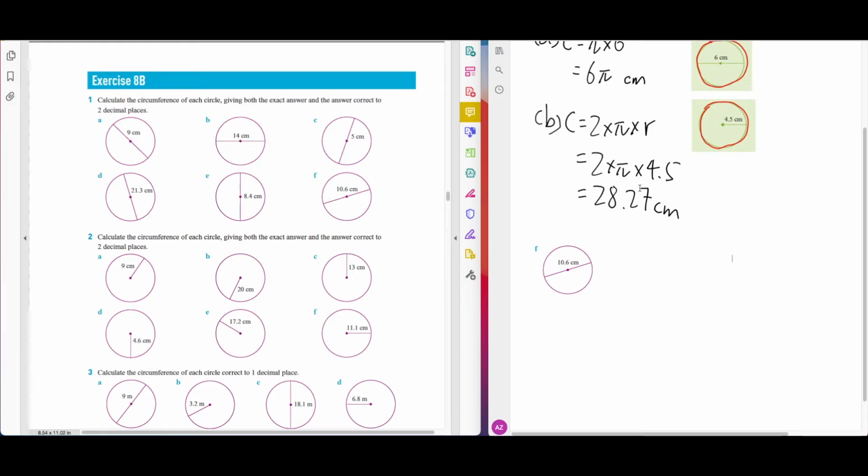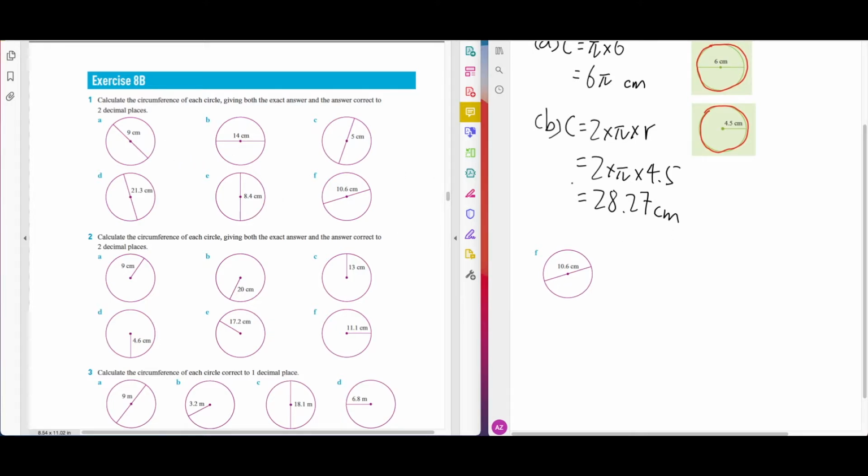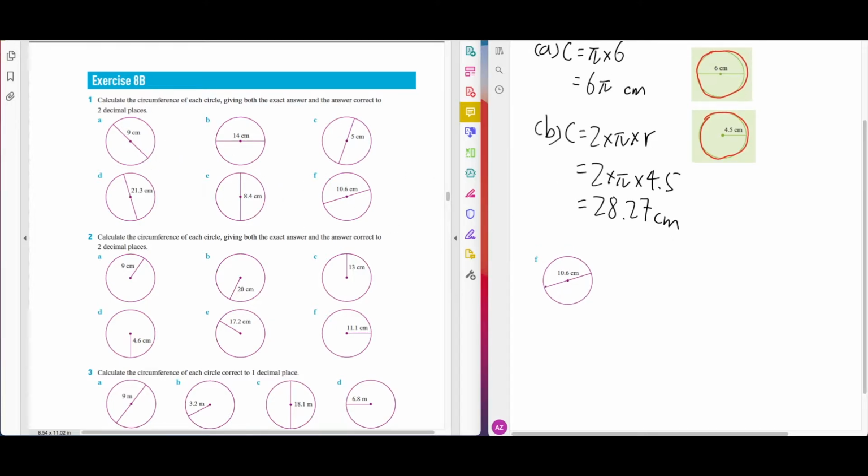Now, remember it says calculate the circumference. So then which formula do we need to use? Do we use the formula with the radius or the diameter? Well, the diameter is given to us, so then we just write the formula with the diameter. Circumference is equal to pi times the diameter. In this case, is equal to pi times what?